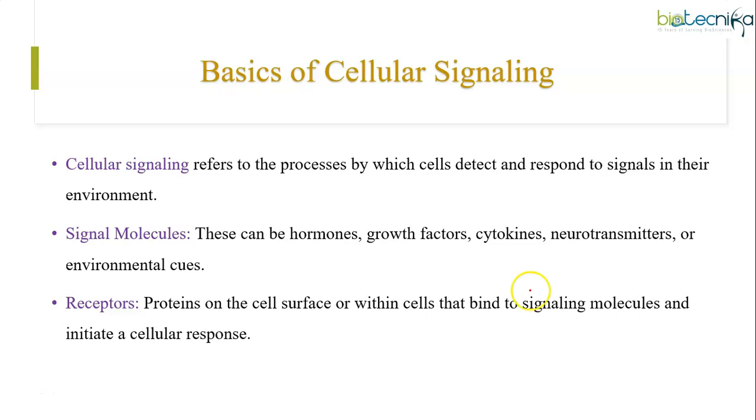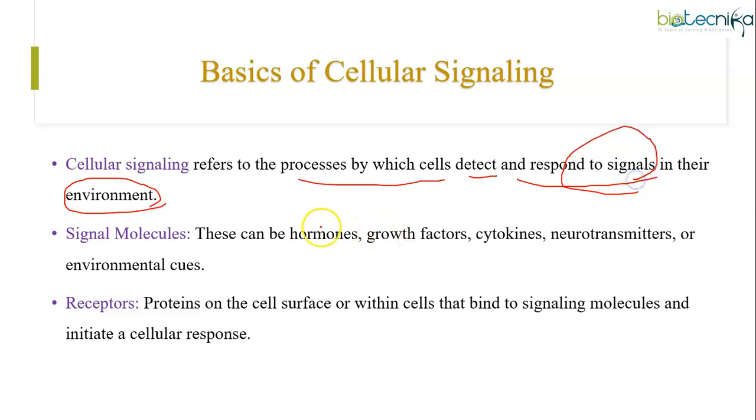Well, as you all know, it is a process by which cells detect and respond to the signals in their environment. So what kind of signals will it be? It could be in the form of hormones, growth factors, cytokines, neurotransmitters, or any kind of environmental signals. Obviously, if signals are there, corresponding receptors will be there. Those receptors can be present either on the cell surface or within the cells, and the nature of receptors is proteinaceous.